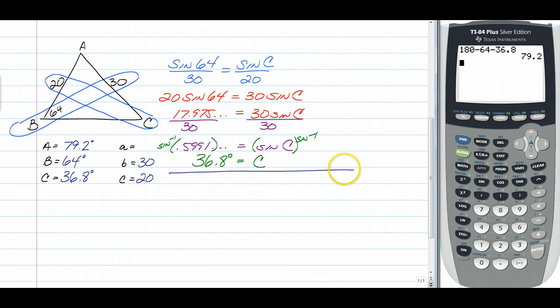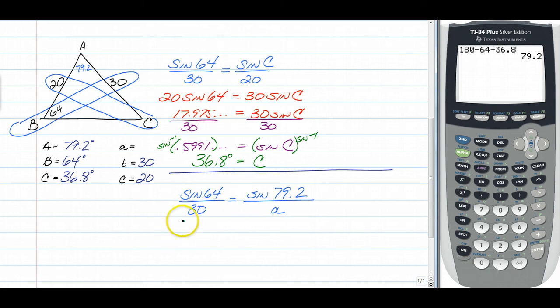Okay, so now we're going to show you how to use the law of sines to find a side length. So I always use the original given, because if you accidentally find C wrong, then you're in trouble with the others. So what we're going to do is we're going to say that the sine of 64 over 30, again, is equal to, but now we're going to use A. So we know that angle A is 79.2 degrees. So we're going to say that the sine of 79.2 over our little a.